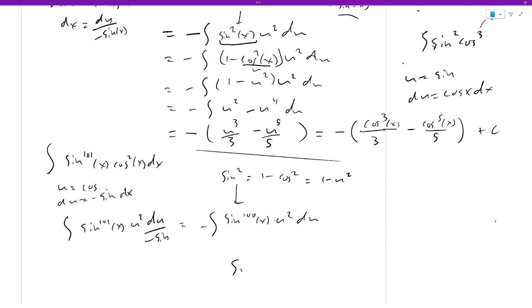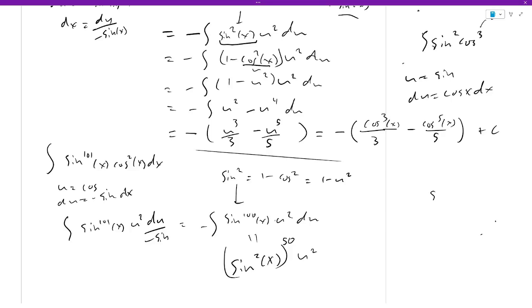Right, basically notice sine to the 100, it's actually a bunch of sine squareds, right? What if I wrote it as sine squared to the something? You gotta remember your exponent rules, but I can actually put a 50 right there. If I have 50 sine squareds in a row, that's the same as sine to the 100, because we multiply these. So that means, and I can only do that if it's an odd power.